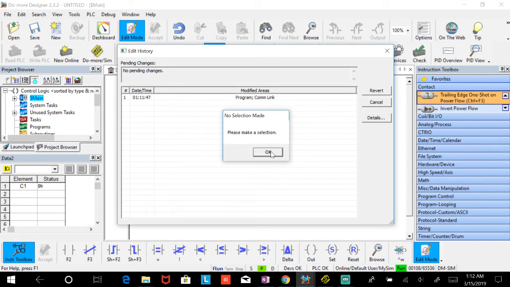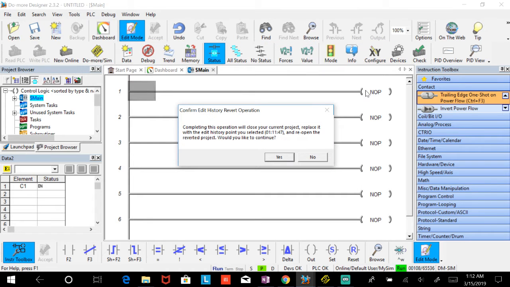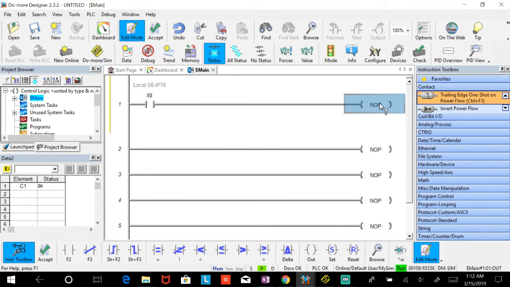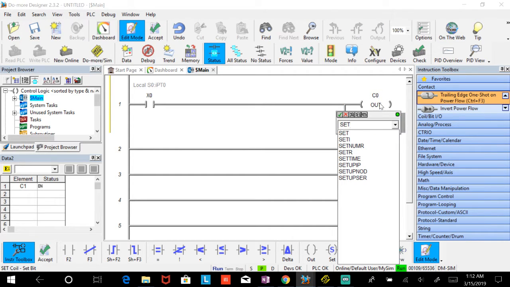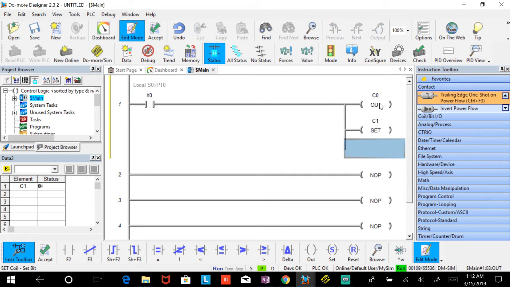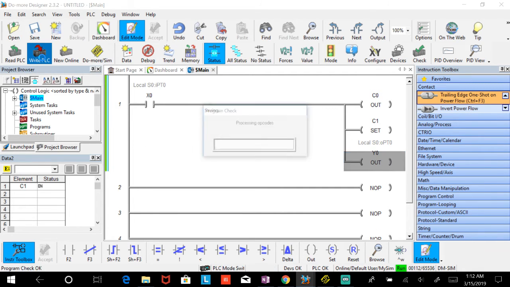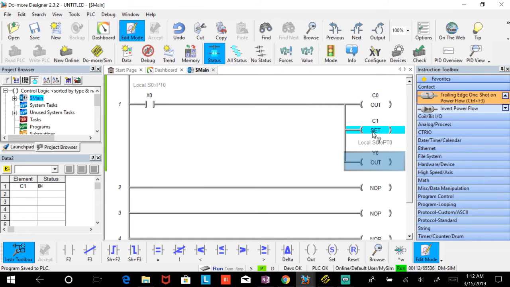Let's revert those changes. It's just a comp setting, so I'm going to have to rewrite the code. X0, C0, set instruction to C1, and then Y0. Notice that C1 was still on. I'm going to write to the PLC. The only way that I can turn that off now... look, it's even off. It's not even a one shot. It's still on.